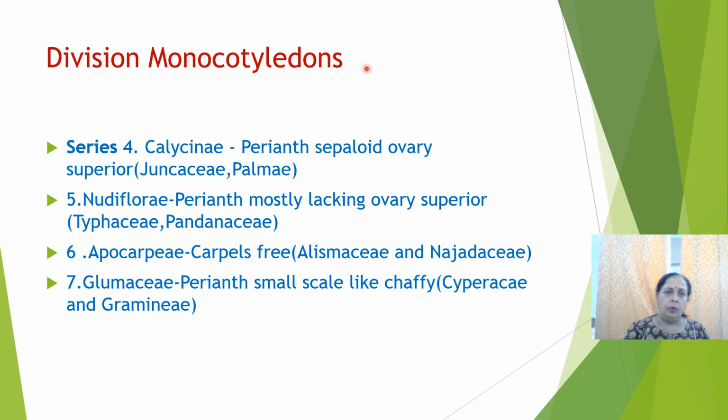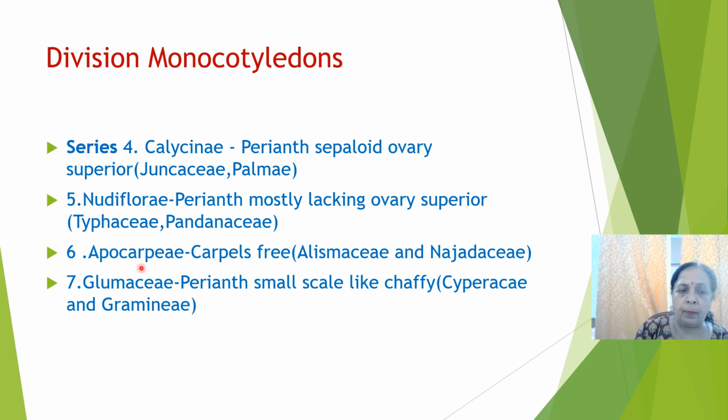In the division monocotyledons, the fourth series is Calycinae. Calycinae means where the perianth is calyx-like or green. The perianth is sepaloid, the ovary superior, and the series Calycinae consists of 2 families, Juncaceae and Palmae. Next is Nudiflorae. Nudiflorae means where the flowers are nude, the perianth mostly lacking, the ovary superior, and 2 families are included under Nudiflorae, Typhaceae and Pandanaceae.